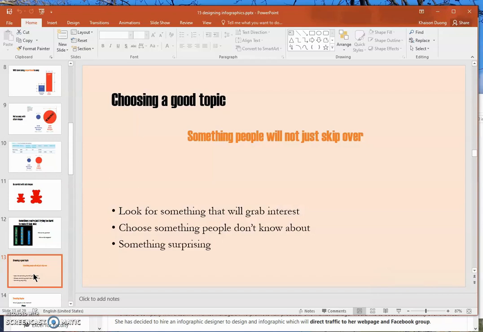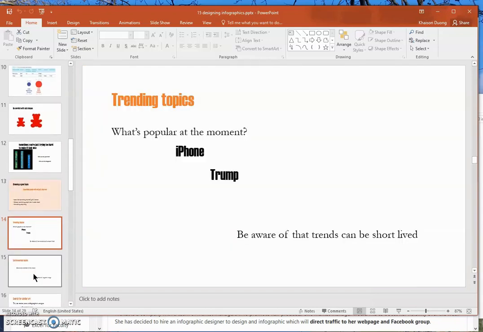So make sure you choose a good topic, something that's going to attract people to look at it, attract their interest, right? Why should I look at this? Sometimes it's trending topics, okay?